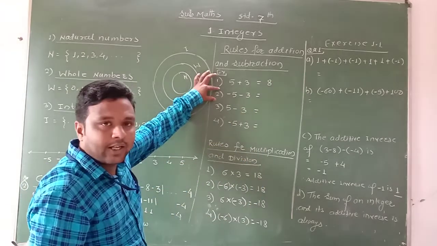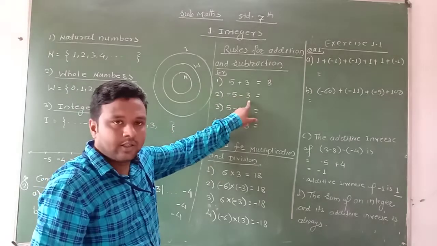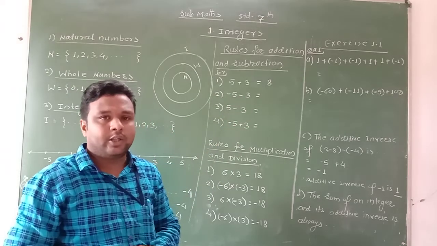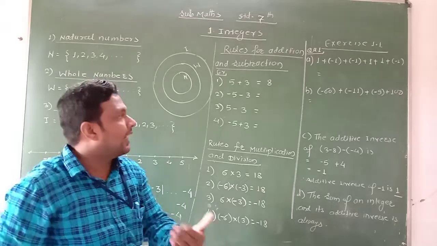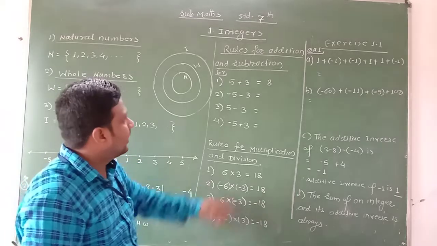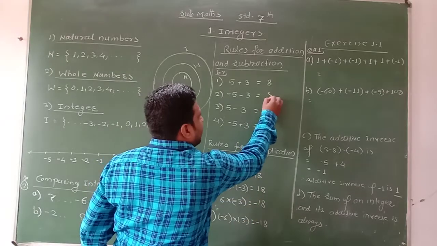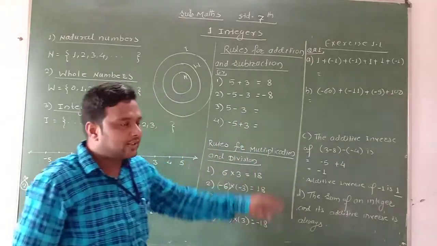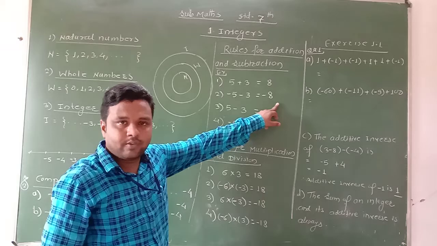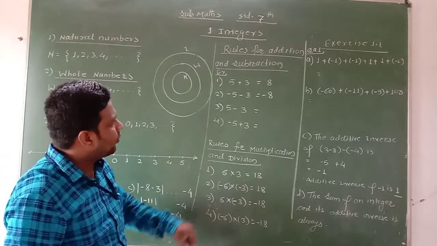Second example, here I write -5 - 3. If both the integers are negative, then we have to do the addition and give the negative sign. Therefore -5 - 3, their answer is 8 and the sign is what? Minus. Therefore our answer is what? -8.